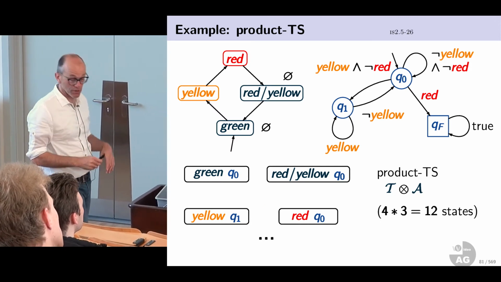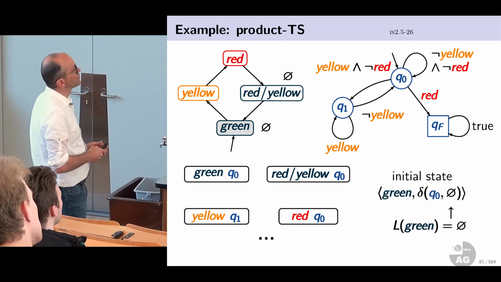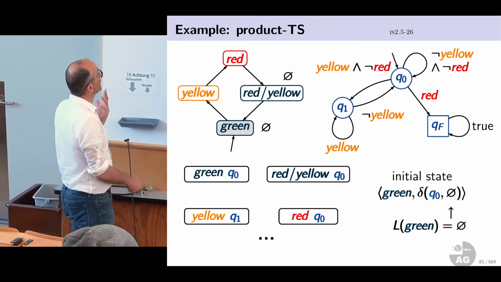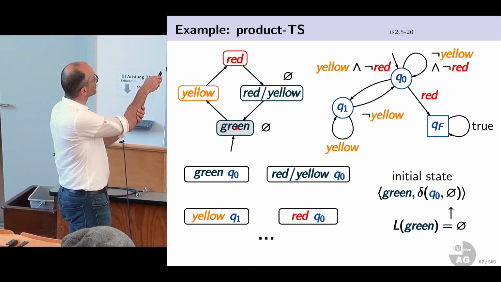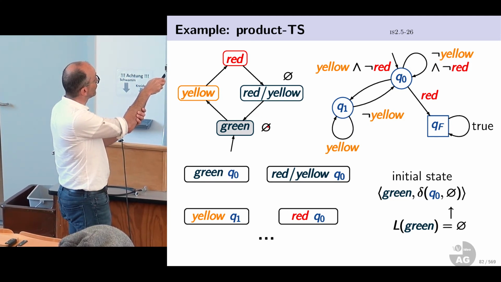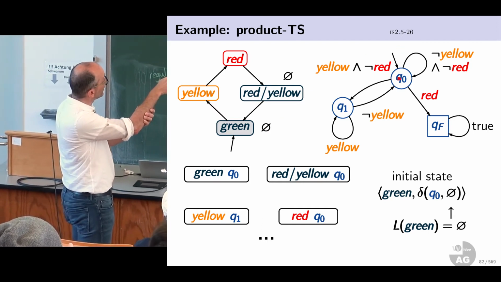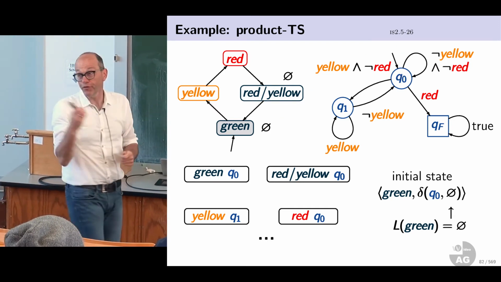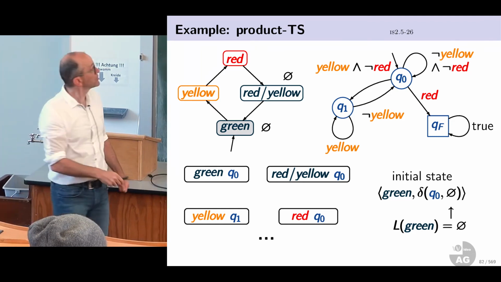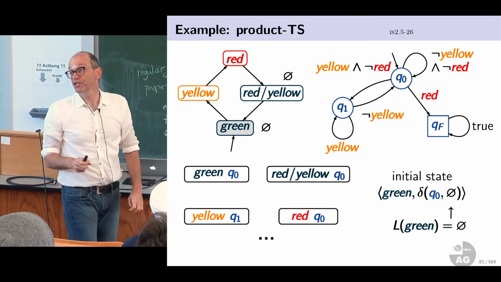So now let's look systematically at how I get to my product construction. The first is the initial state. What is the initial state? It's the combination of the initial state in my transition system. I look at the label of that state, which is the empty set. I now look at the initial state of my automaton. I feed the automaton with the empty set. What happens? In this case, I take the self loop, and that means I stay in Q0.